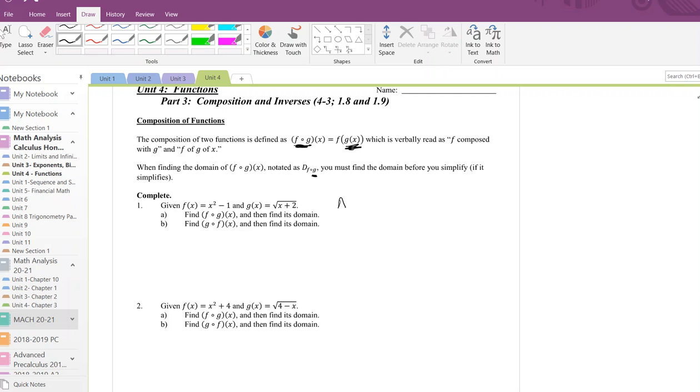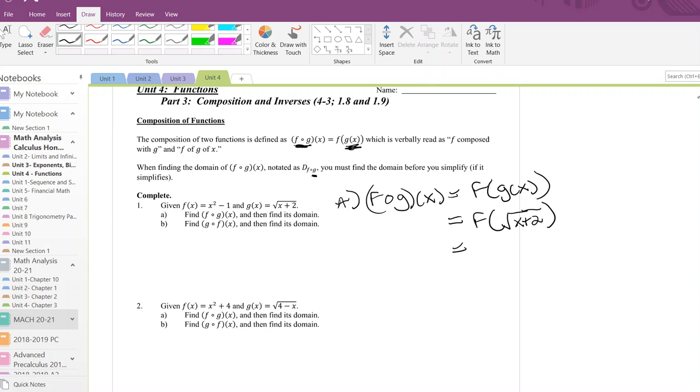So for example, in part A here, it says find f of g of x. So what I would do first is I would rewrite it using parentheses. And then we're going to work from the inside out. So we're going to substitute in the g function. And then that square root of x plus 2 is going to go into the f function everywhere you see an x. So it's going to be the square root of x plus 2 squared minus 1. Now from here you must consider the domain of the square root of x plus 2.